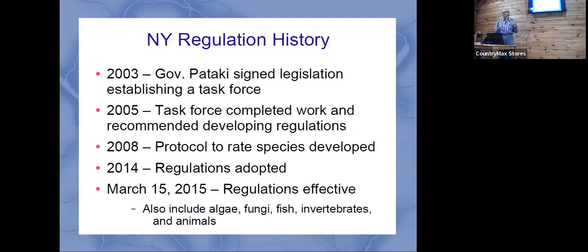I've looked at lists from adjacent states, like in New England or down in Pennsylvania, and it makes sense. It's very consistent geographically. So there was a lot of work put into this. As I said, we're just doing plants tonight. The list includes algae, fungi, fish, invertebrates, animals, and things like the feral hogs or the zebra mussel. It includes a whole range of things.